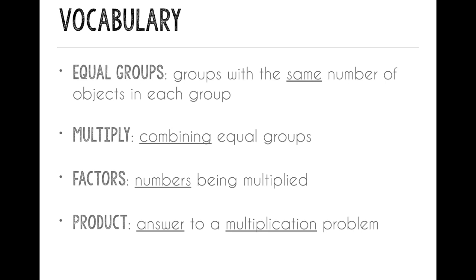Let's start with our vocabulary words. Our first word is equal groups, and this means groups with the same number of objects in each group. Our next word is multiply. Multiply means you are combining equal groups. You're putting them together. Factors are the numbers being multiplied. That would be our number of groups and then the number in each group. And the total is our product. That's the answer to a multiplication problem.